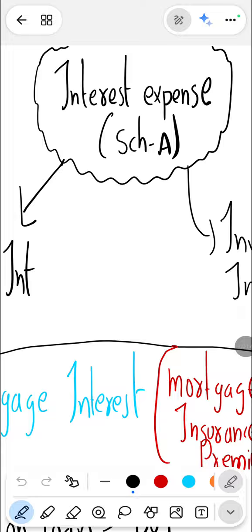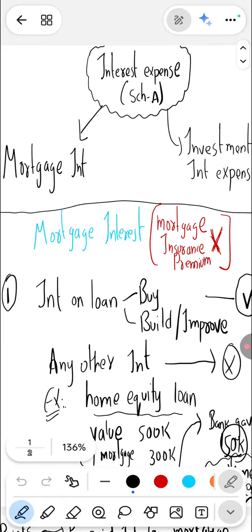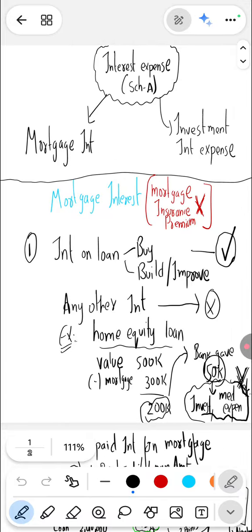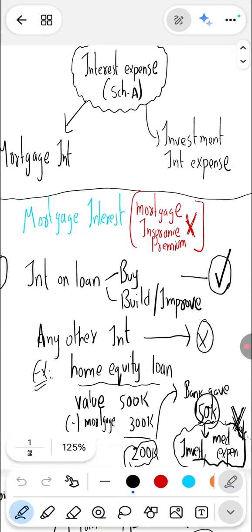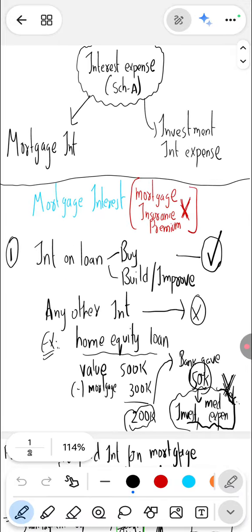Hey, today we are going to discuss interest expense that you can itemize on Schedule A. We have two types of interest, that is mortgage interest and investment interest expense.